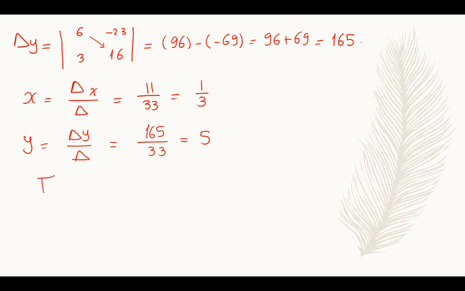So the solution set is the set whose element is the ordered pair 1 over 3 and 5. This is the solution set of these two equations by using Cramer's rule. Okay? Let's go and take another example.